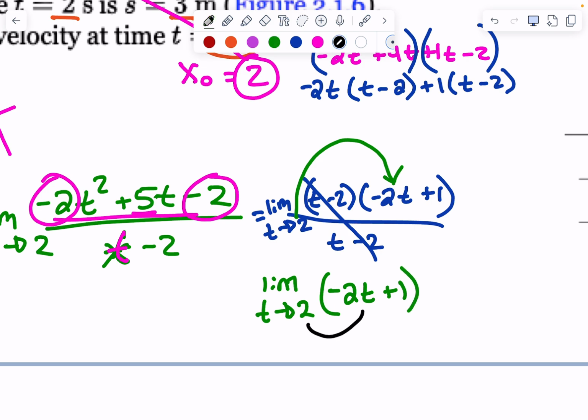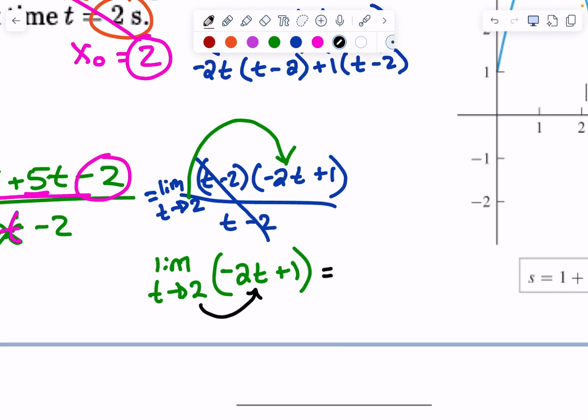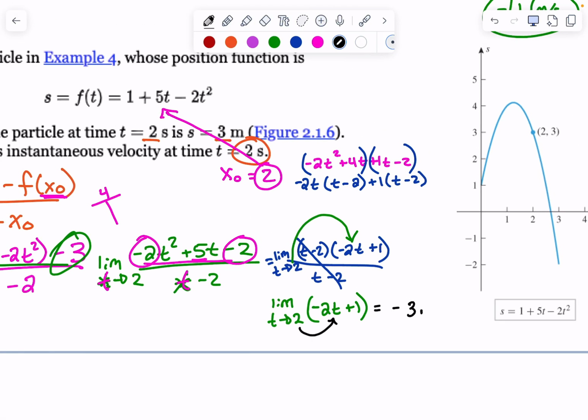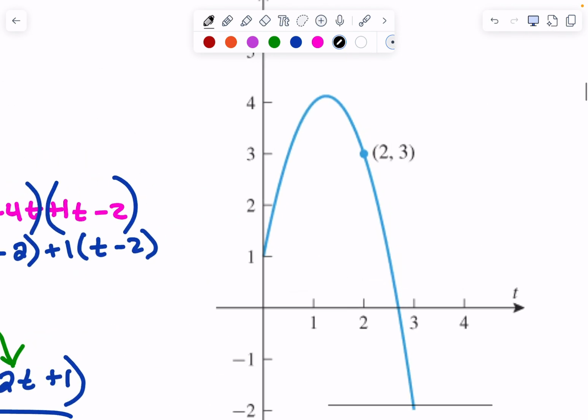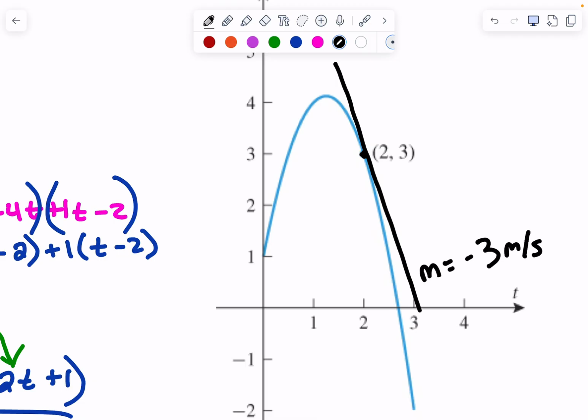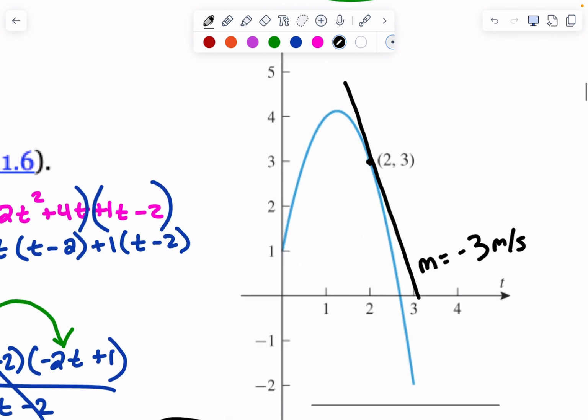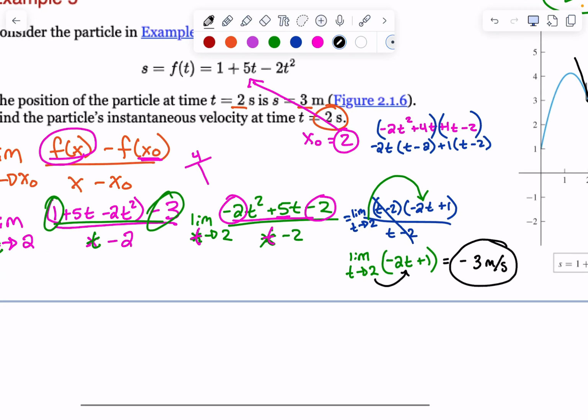And now I'm going to plug 2 in. So what is it? Negative 3 meters per second. So at a time of 2, he is going negative 3 meters per second as a velocity, so he is actually going downhill. Here you can see his slope is negative 3 meters per second, going down 3 over whatever. Instantaneous would be the slope of that tangent line. It's the instantaneous rate of change, not the average rate of change from something to something.